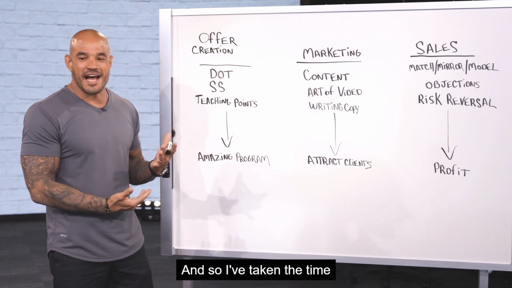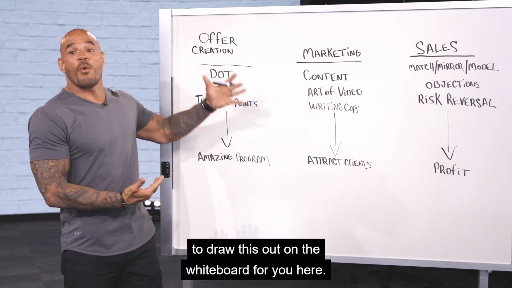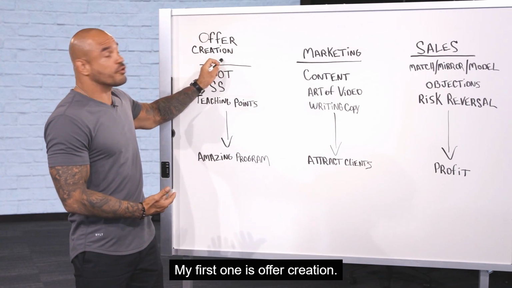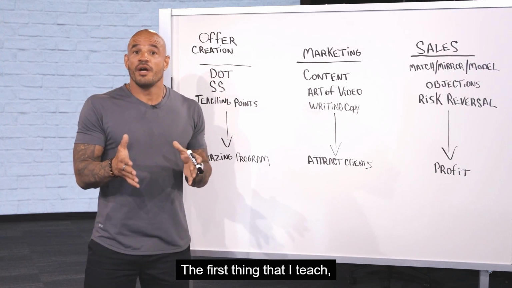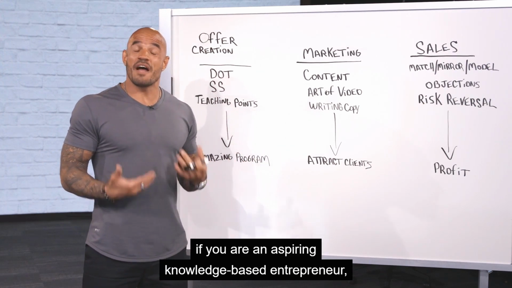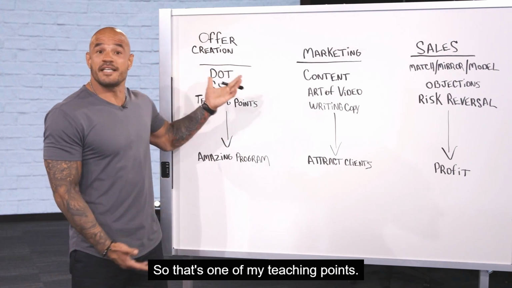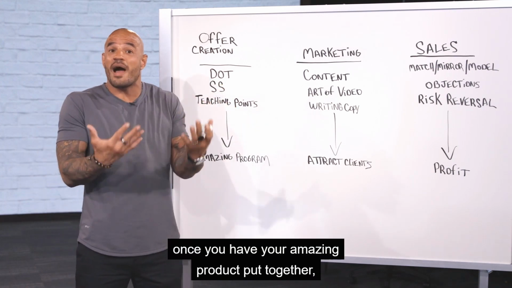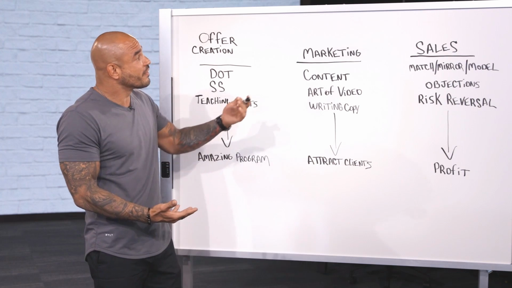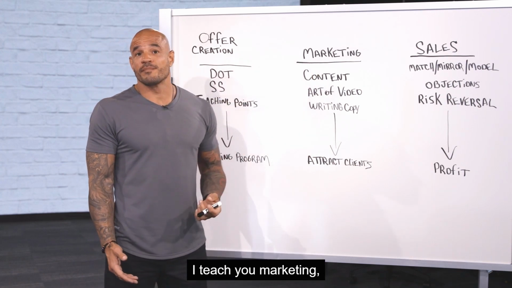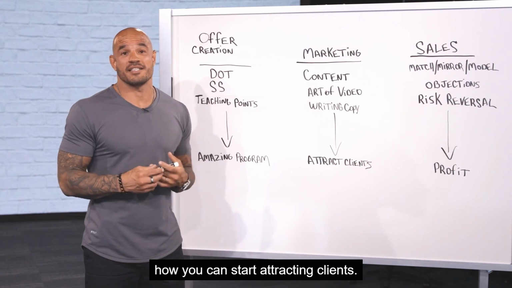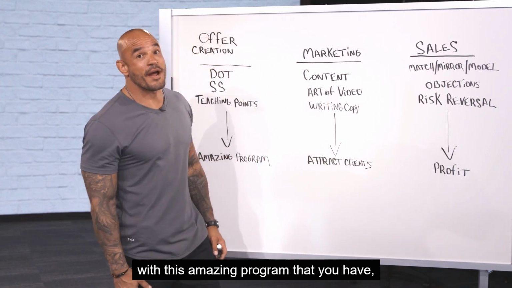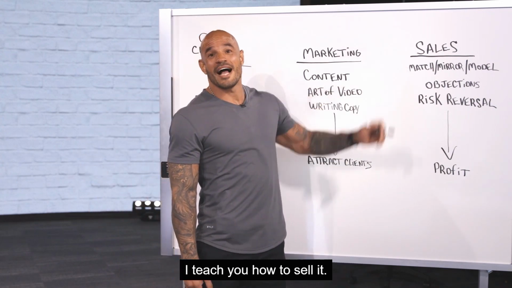And so I've taken the time to draw this out on the whiteboard for you here. And it's really simple. My first one is offer creation, the first thing that I teach. If you're an aspiring knowledge-based entrepreneur, you have to put together your program. So that's one of my teaching points. That's the big bucket. The next thing I do, once you have your amazing product put together, I teach you marketing, how you can start attracting clients. And then once you've attracted clients with this amazing program that you have, I teach you how to sell it.